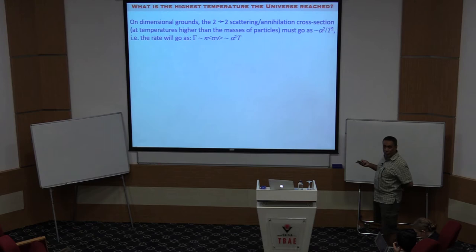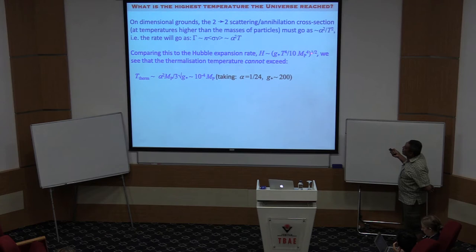So if you compare this to the Hubble expansion rate, and now I'm keeping track of all the numbers here, then the thermalization temperature cannot be any bigger than this quantity here. I'm just equating the two things. So alpha squared Planck mass divided by 3 root g star. And if I take a value for g star of order 100, then I get this to be 10 to the minus 4 times Planck mass. Okay.